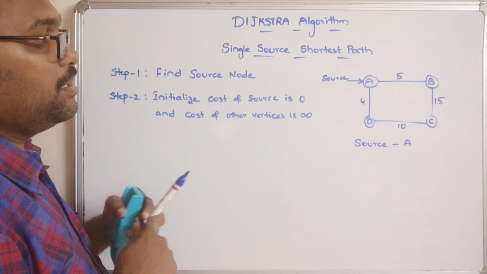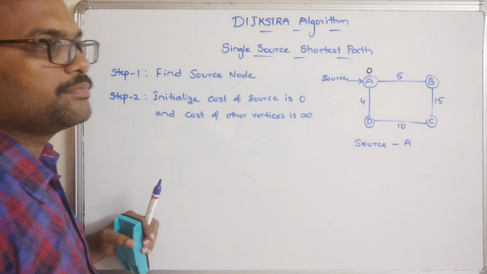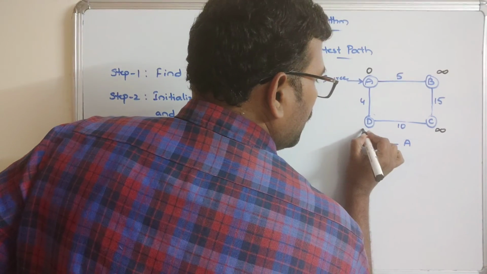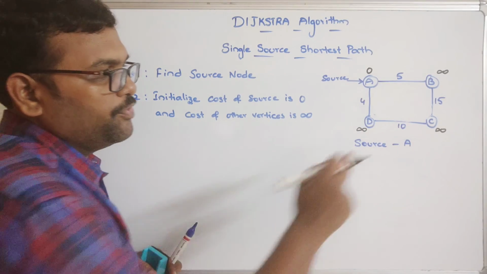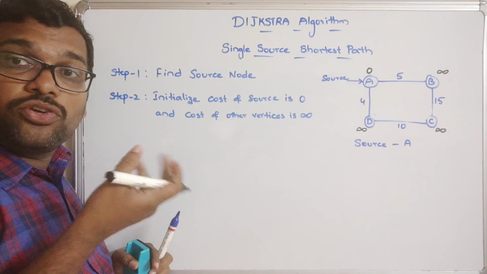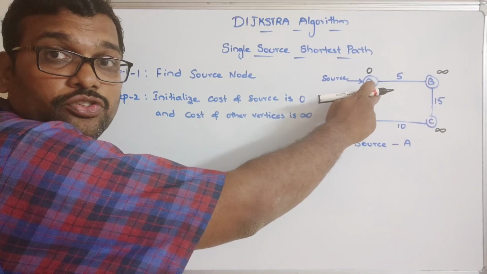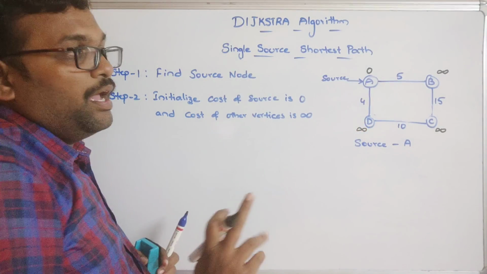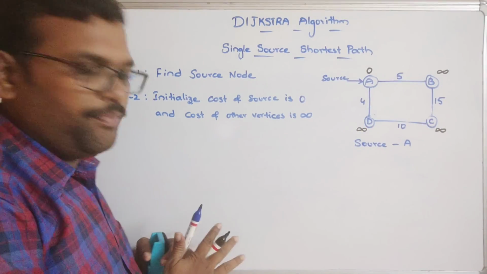So I'll represent with black, small difference. So 0, and here it will be infinite and infinite. So this is a cost. Okay, don't confuse. This is a weight and this is a cost. So from the source, how much cost it takes to reach the destination. Here A is the source, and if A is the destination, the cost is 0. And if B is the destination, assume it as infinity, right?